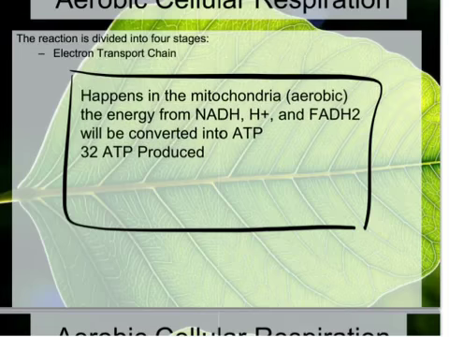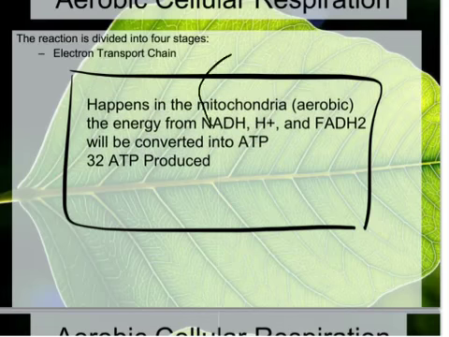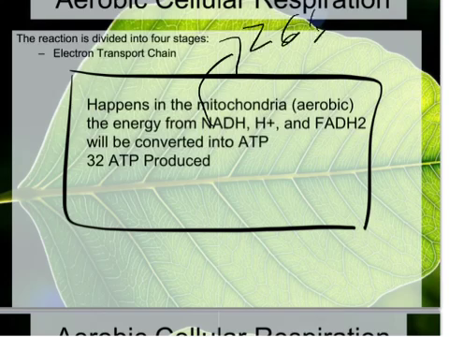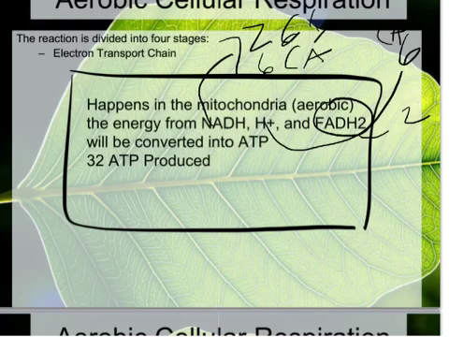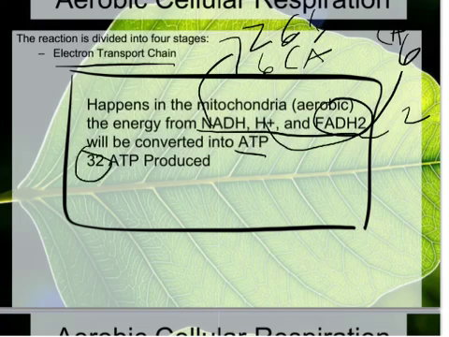Okay, remember, if you take a look at that NADH, we produced 2 NADHs in glycolysis. We produced 6 NADHs in the citric acid cycle. We produced 6 of these in the citric acid cycle. And we produced a total of 2 of those in the citric acid cycle. You take all of the energy of those, and in this process, in the ETC as it's known, the electron transport chain, we're going to convert the energy of those into ATP, producing 32 ATP.